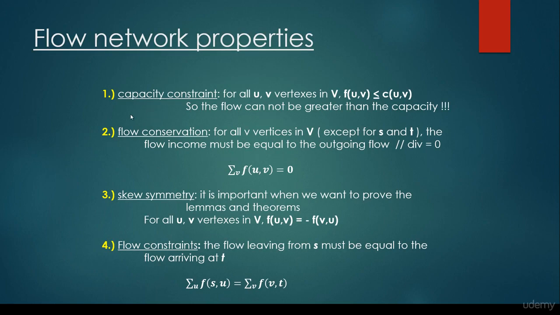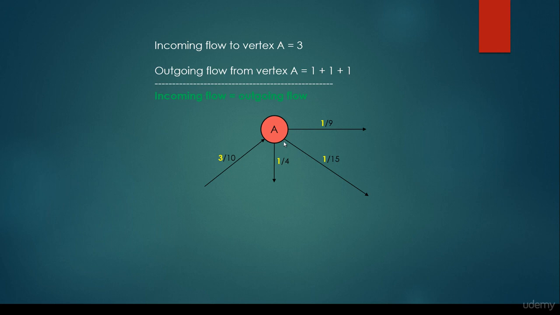And basically this is the so-called flow conservation, that for all v vertices in V, except for s and t, the flow income must be equal to the outgoing flow. So basically if we sum all the edges with all the flows, then it should yield 0. And this is exactly what's happening here.